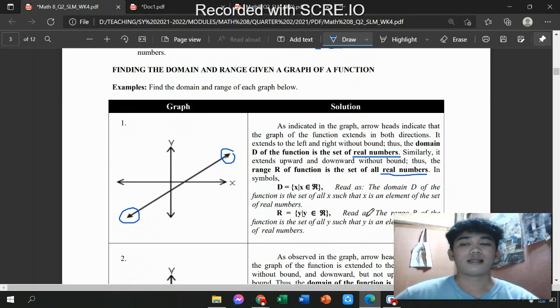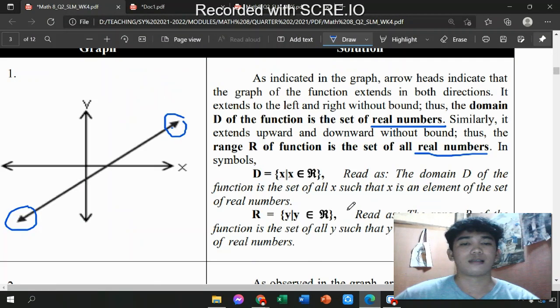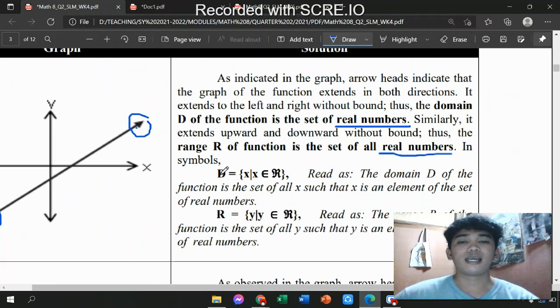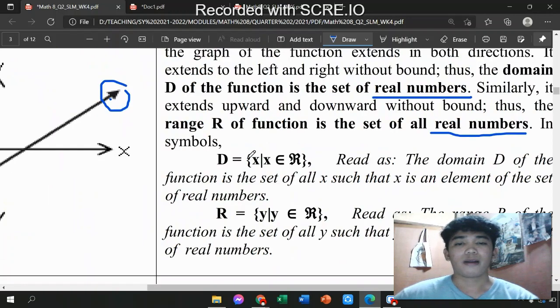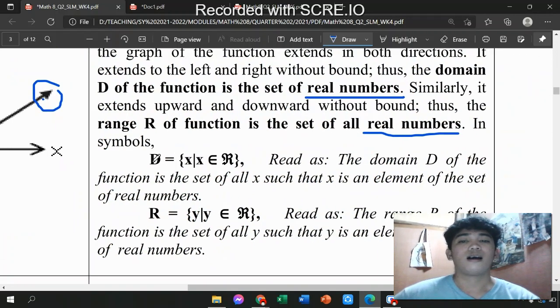So we can write it this way. D equals, bracket, x, then a line, x, then this symbol, then R. Kung unsaon na siya pagbasa: the domain D of the function, D means domain. The domain D of the function is the set. Basta makita gani nimo og ing-ani, that means that is a set.